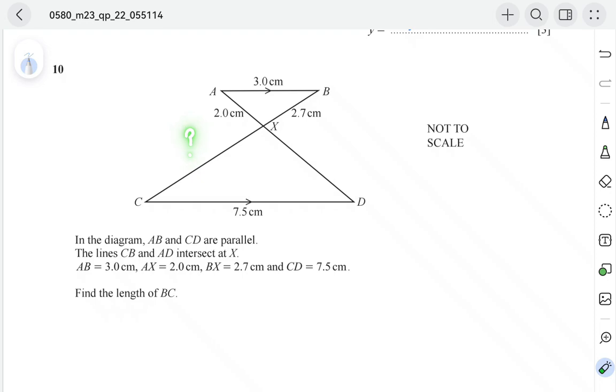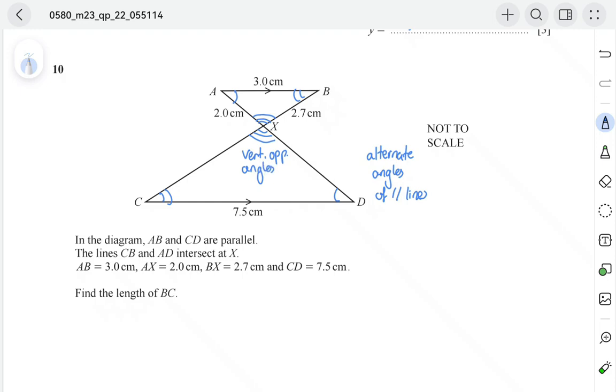Well, how do we do that? First, let's actually look at the angles. We know thanks to these parallel lines that this angle and this angle are actually what we call alternate angles of parallel lines. Same thing with this angle and this angle. And with angles AXB and DXC, they're actually also the same due to vertically opposite angles.